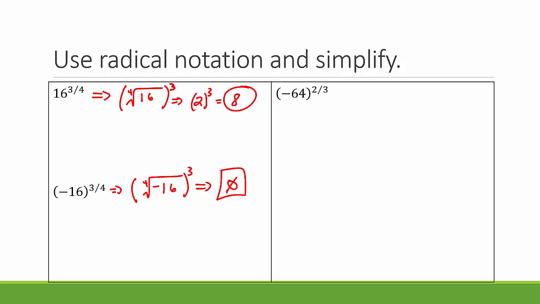Okay, negative 64 raised to the power of 2/3. Let's rewrite that as a radical expression. The cube root of negative 64 raised to the power of 2. Finding the cube root of 64. Again, you can use a factor tree or upside down division to do your prime factorization if you need to.